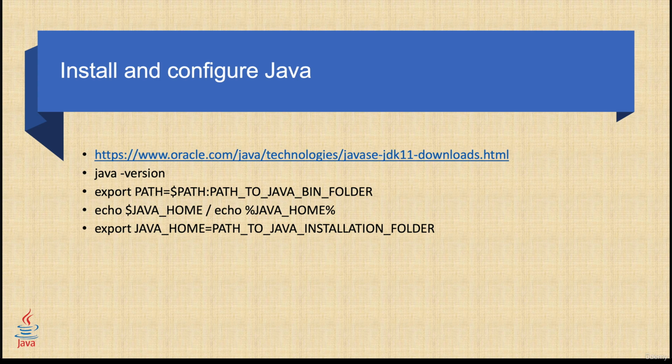If you don't see the correct version in your console, you may need to update your path variable using the export command. You can also check if the JAVA_HOME environment variable is set correctly using the echo command, by using $ for Mac and Linux and using % sign for Windows.